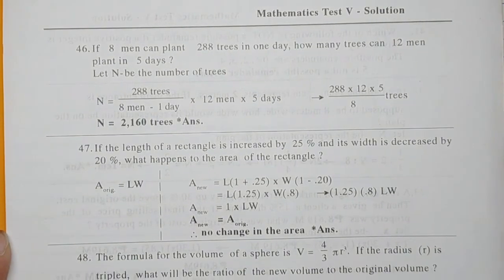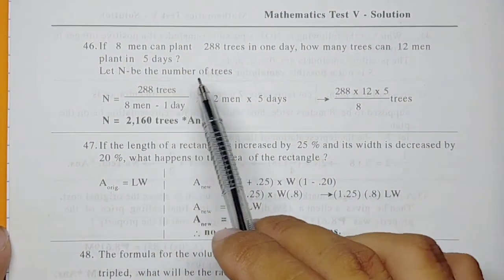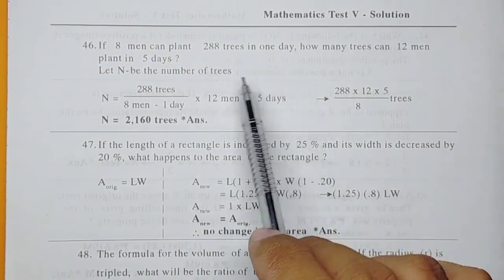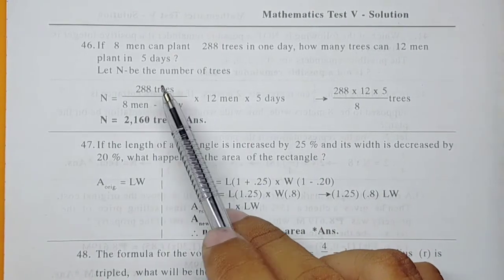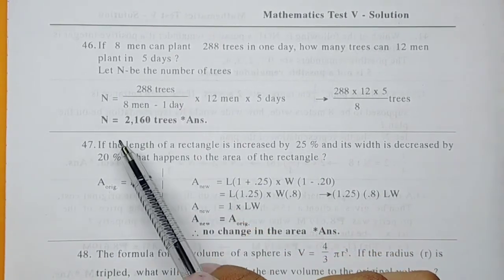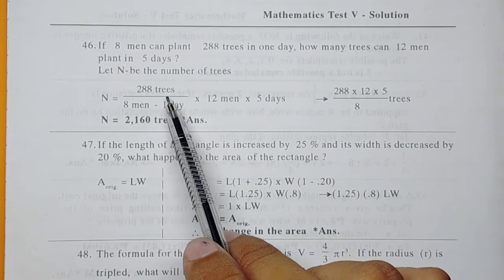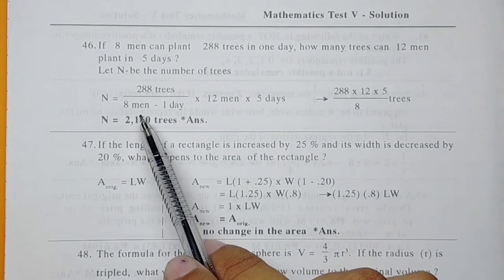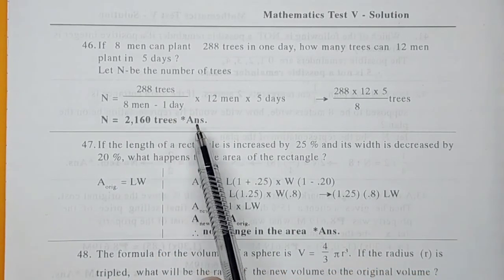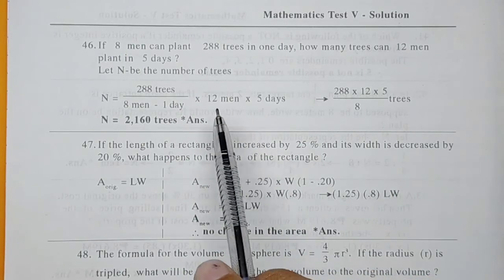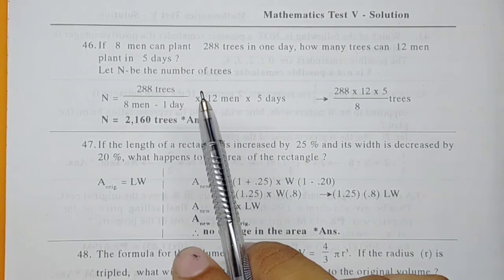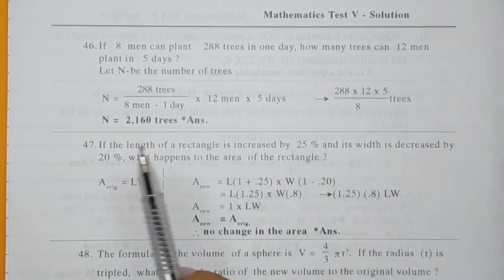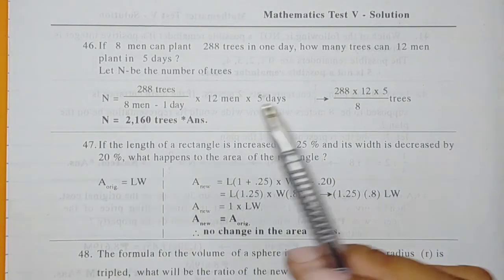Okay. So here, if 8 men can plant 288 trees in 1 day, how many trees can 12 men plant in 5 days? So let n be the number of trees. Therefore, n is equal to 288 trees over 8 men times 1 day, times 12 men times 5 days. That will be 288 times 12 times 5 over 8 trees, which equals 2,160 trees.